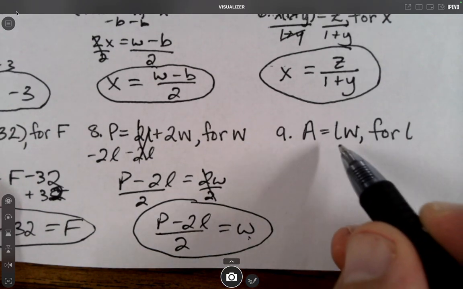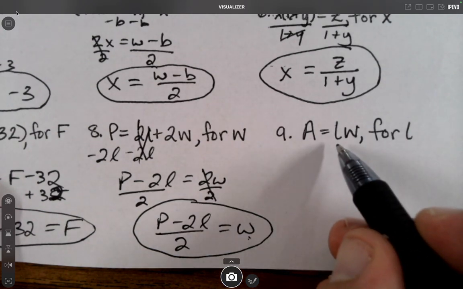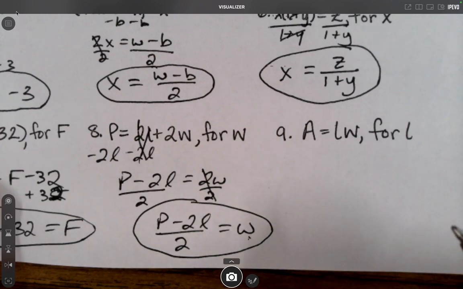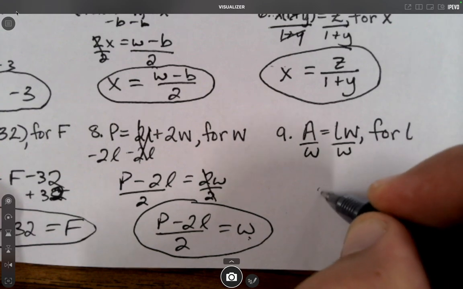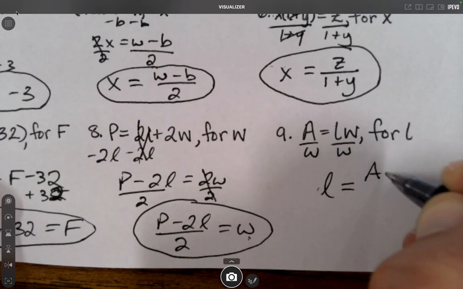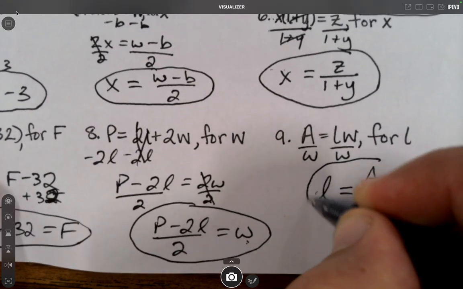So in that case, we'll try to get the length by itself. Well, right now, length is being multiplied by width. So we do the opposite and we divide by the width. So we get L equals A over W.